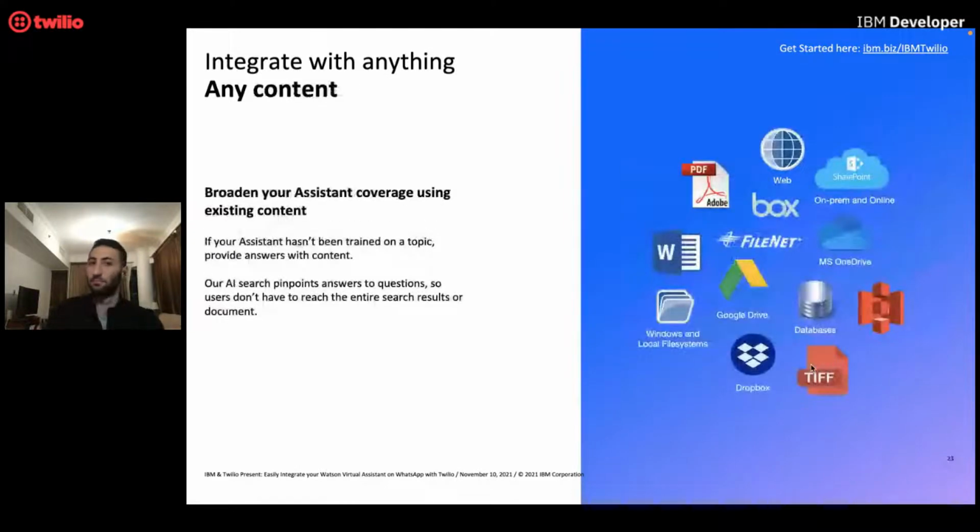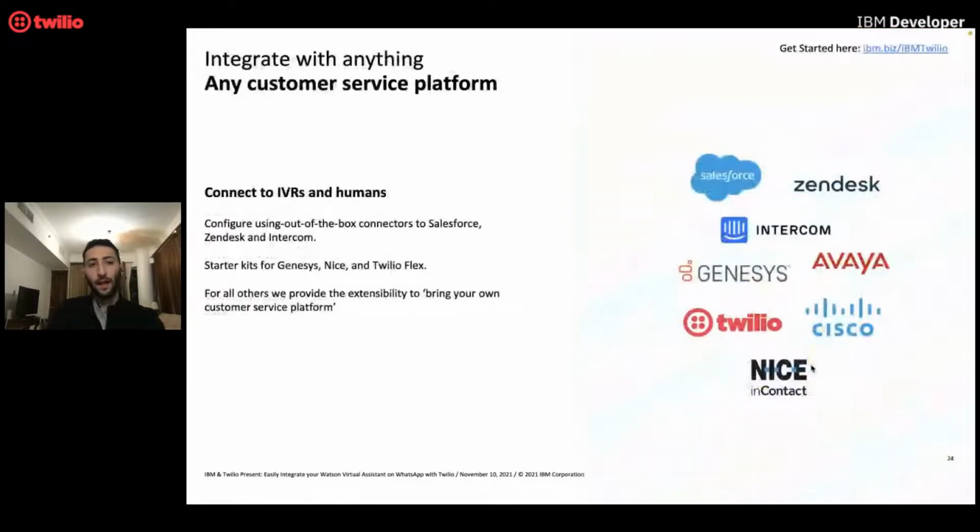And again, we can integrate with any content. So we can train our assistant from existing content rather than building it from scratch. This is, again, very important. And of course, we can add it to any customer service platform, because a lot of the time, if it's a big issue, you need a human agent to go ahead and start talking with the user. So IBM has out-of-the-box connections to different platforms like Salesforce, Intercom, Zendesk, and many more. And of course, Twilio. So this will help to easily put a human agent in contact with the user.